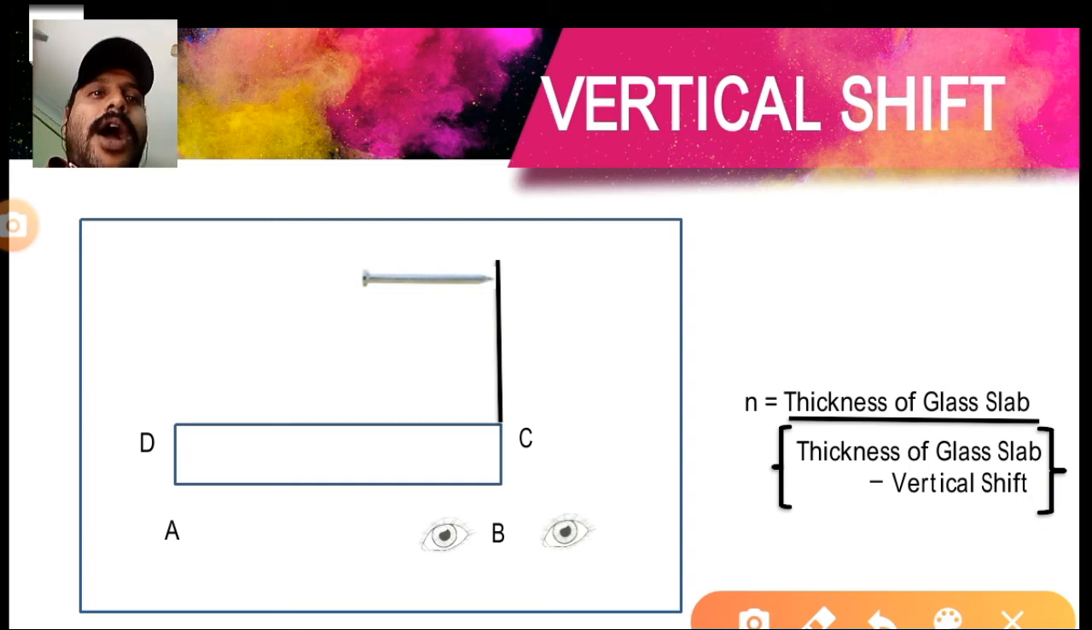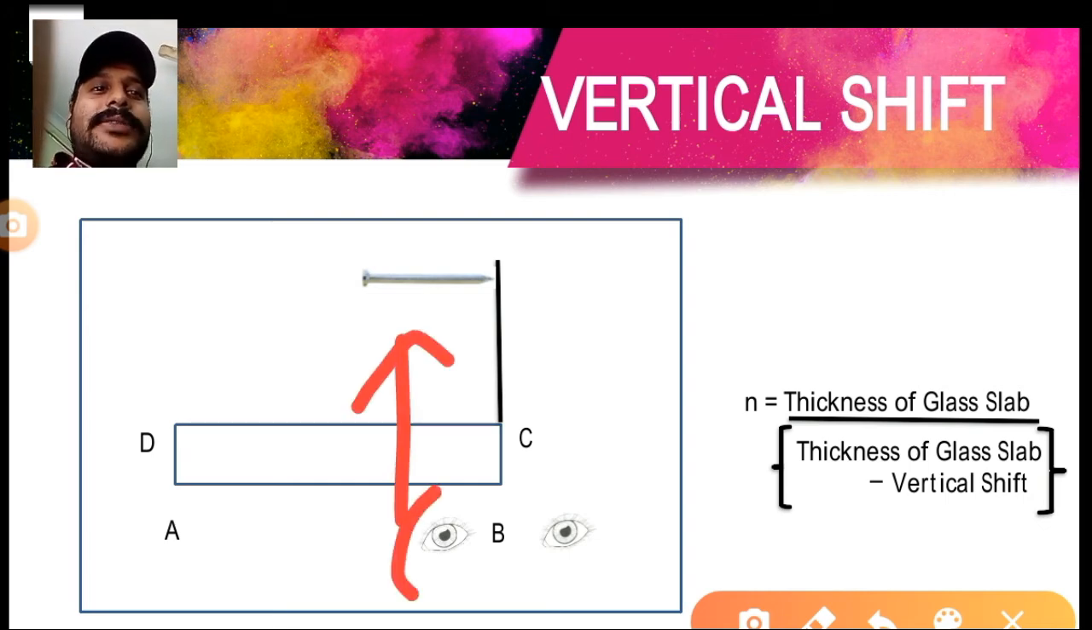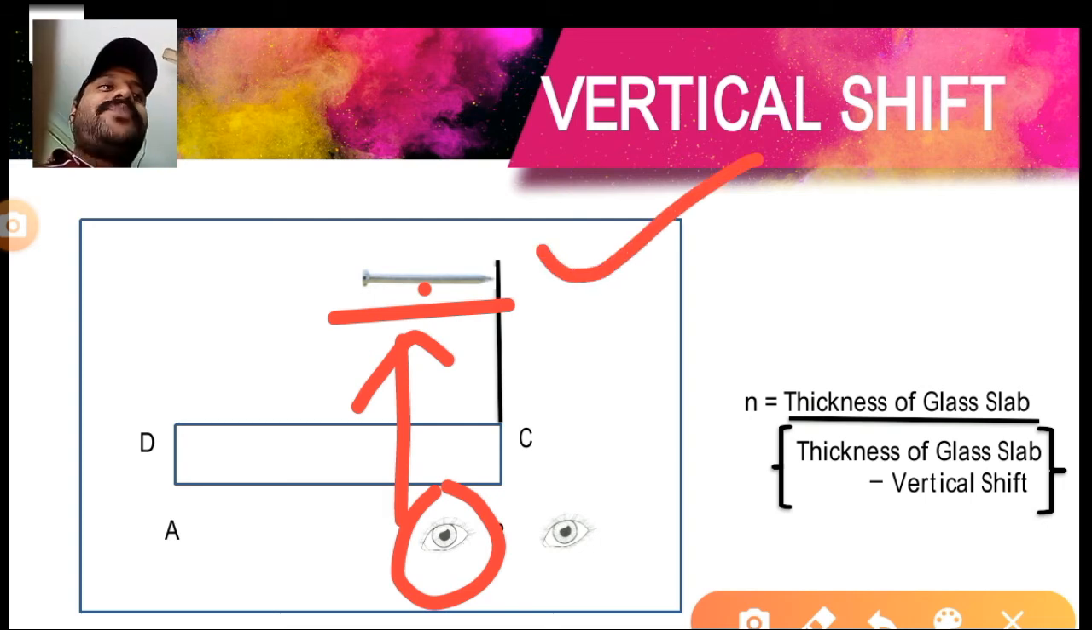Now, how will we place it? We will be looking through the glass slab, and we will place the pin horizontally such that one end of the pin will be touching the normal line.